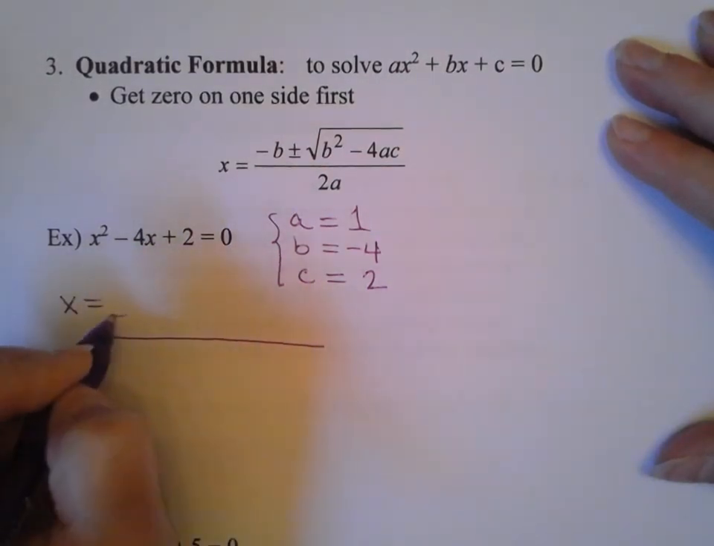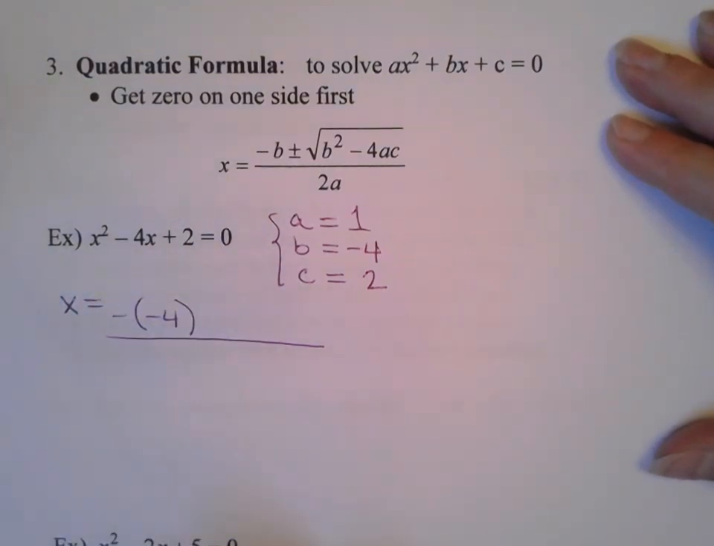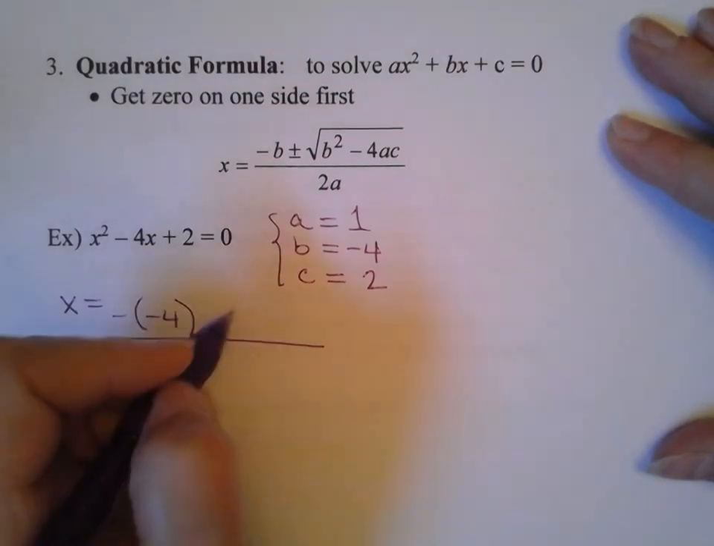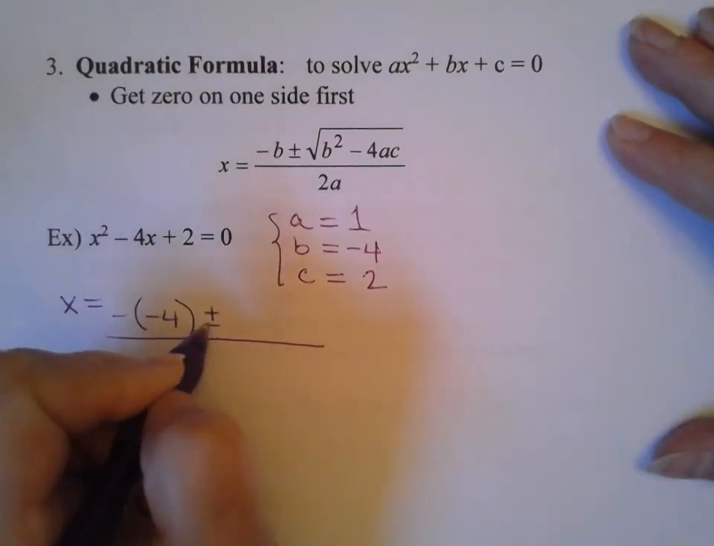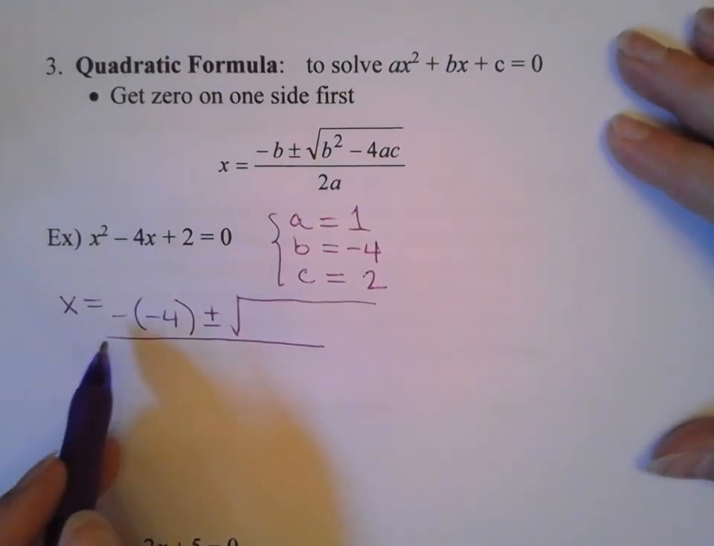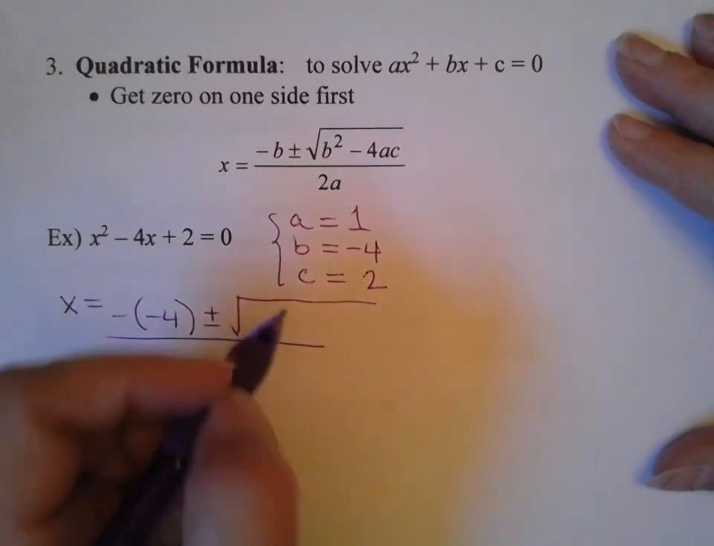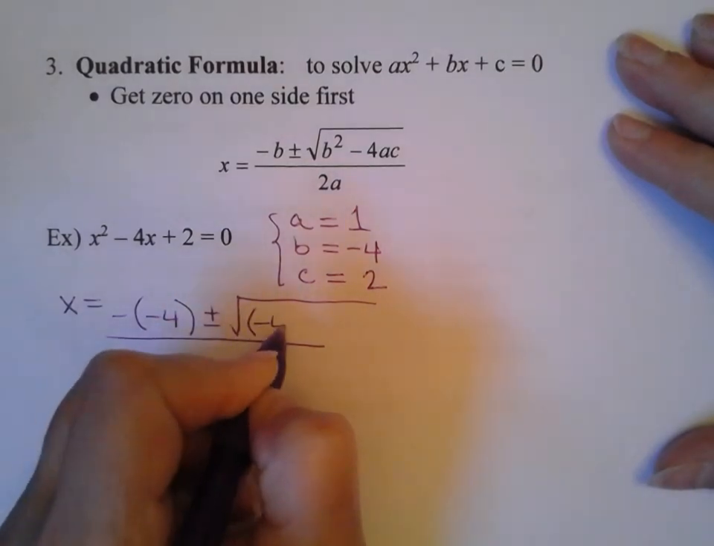So we have the opposite of b, the opposite of negative 4. I always write this out to be obvious to everyone, but you can definitely do that part in your head, taking the opposite, that is. Then we have plus or minus the square root of b squared.